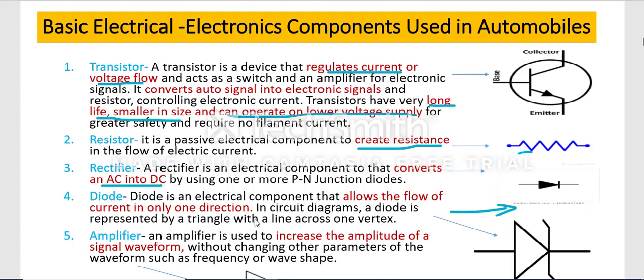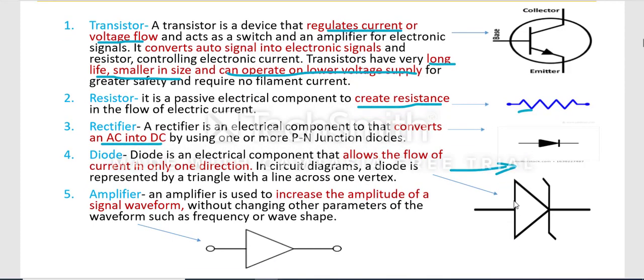In a circuit diagram, a diode is represented by a triangle with a line across one vertex. So this is one triangle, and here it is one cross line, which shows the symbol of a diode.